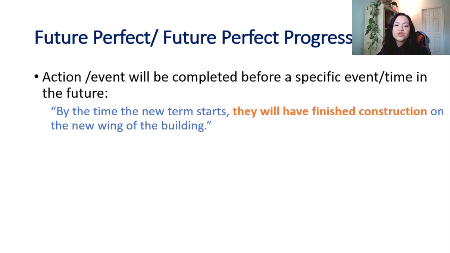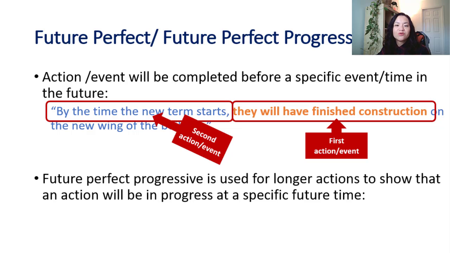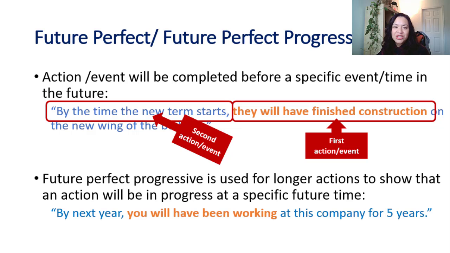By the time the new term starts, they will have finished construction on the new wing of the building. The future perfect is used for the first action, while the second action is in simple present. Naturally, future perfect progressive will be a longer action or refer to the idea that the action will be in progress at a specific future time. By next year, you will have been working at this company for 5 years.